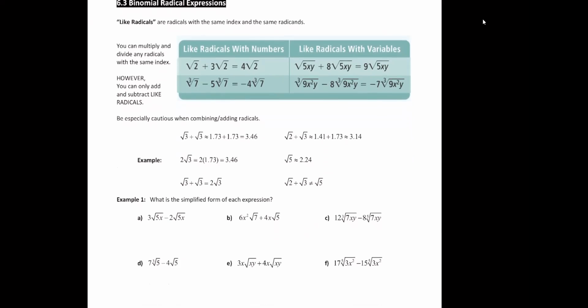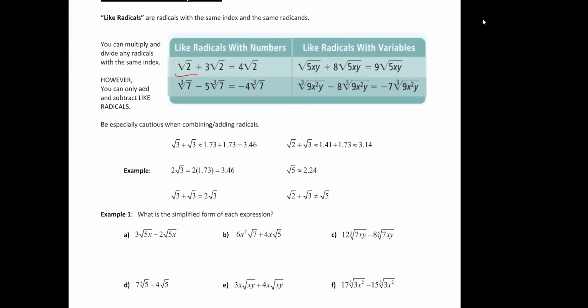Just looking at these examples, with like radicals, if you have 1 radical 2 plus 3 radical 2's, you basically add the numbers on the outside. That would be 4 radical 2. Same idea when you're subtracting. If you have the cube root of 7, that's really 1 cube root of 7 minus 5 cube root of 7. So you just subtract your coefficients. So 1 minus 5 would be -4 cube root of 7.